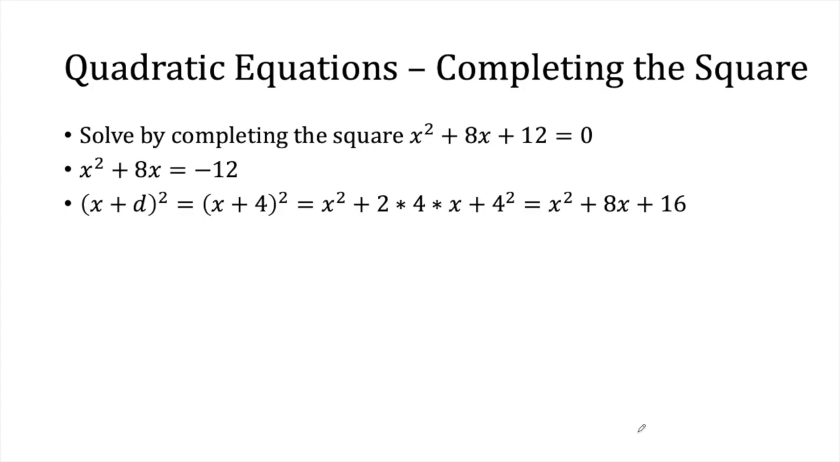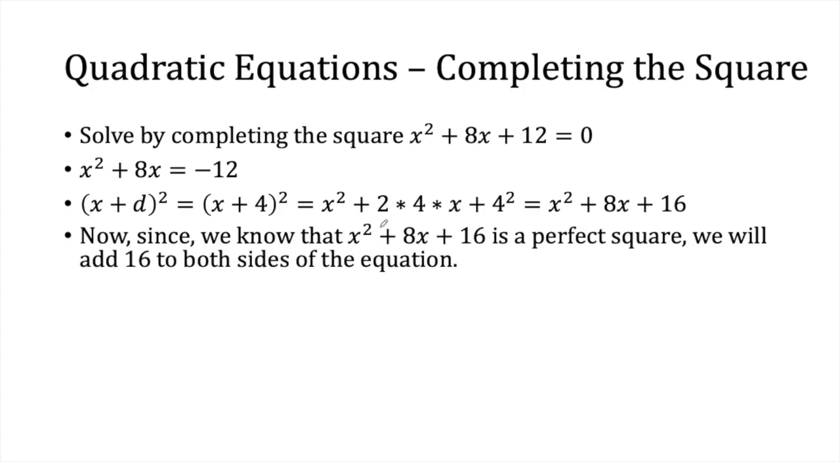So now, since we know that x squared plus 8x plus 16 is a perfect square, and that's exactly what we want on our left hand side, we will add 16 to the left hand side. But when you add something to the left hand side, you must also do the same thing to the right hand side. So we must add 16 to both sides of the equation.